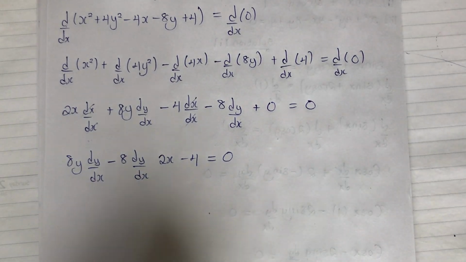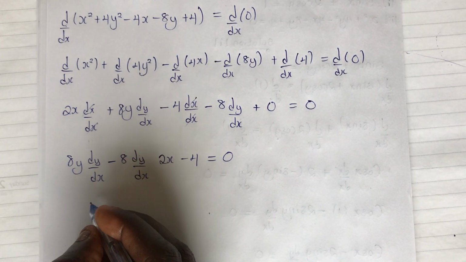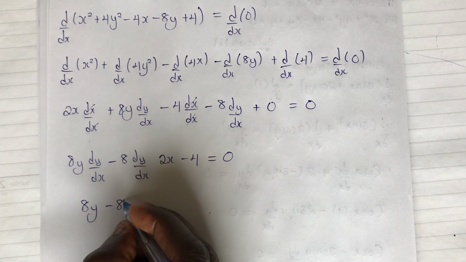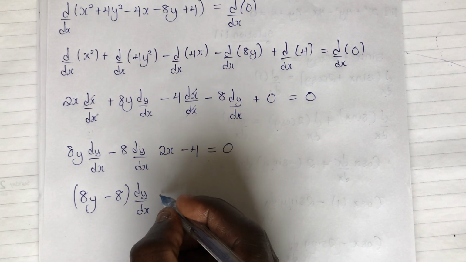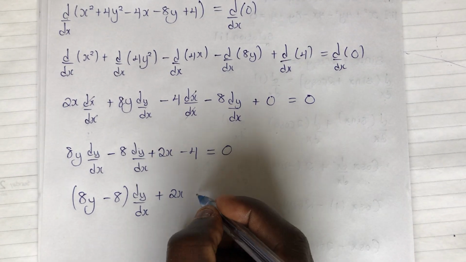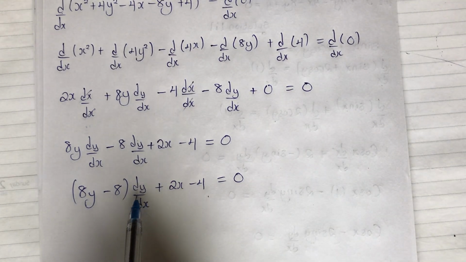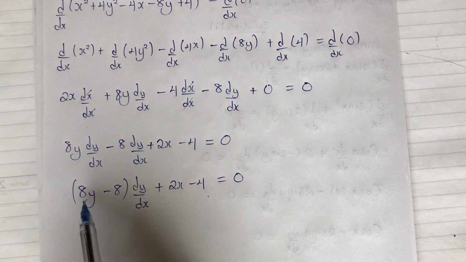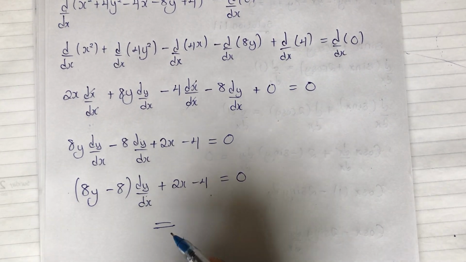So now we factorize the dy/dx out. When I factorize dy/dx, I'm getting 8y minus 8 in brackets, times dy/dx, plus 2x minus 4 equals 0. Don't bring the dy/dx in front. It should always be at the back. These are the coefficients of the derivative term. So this is our final answer.